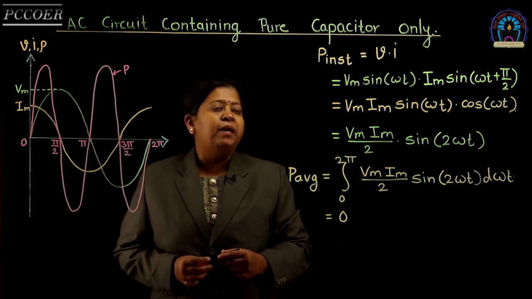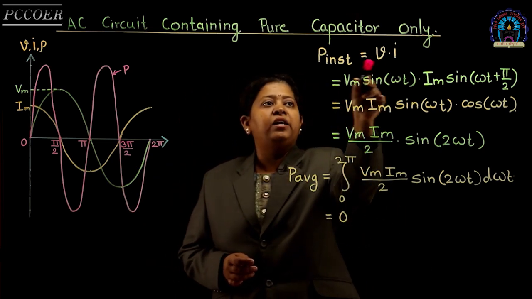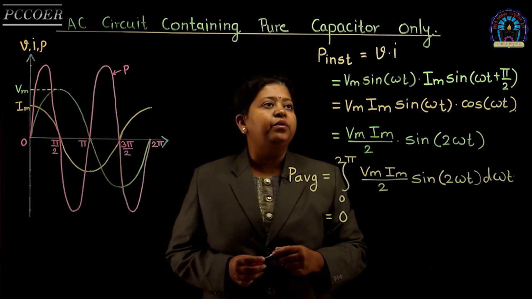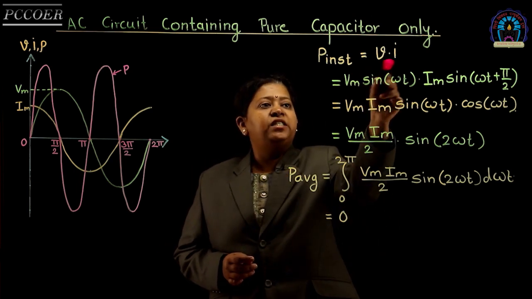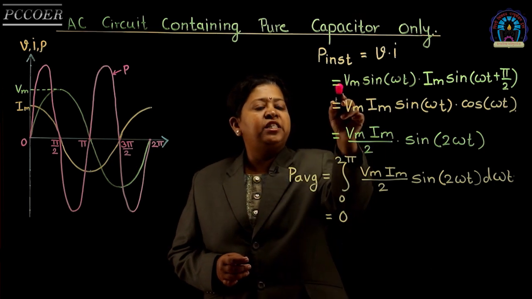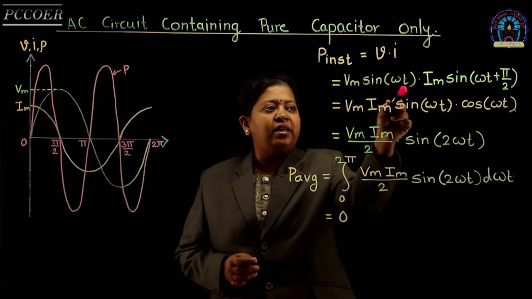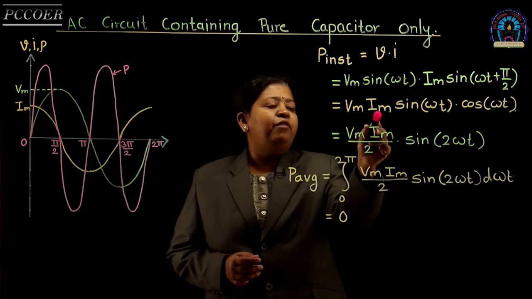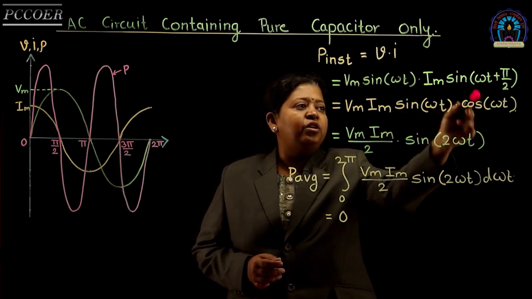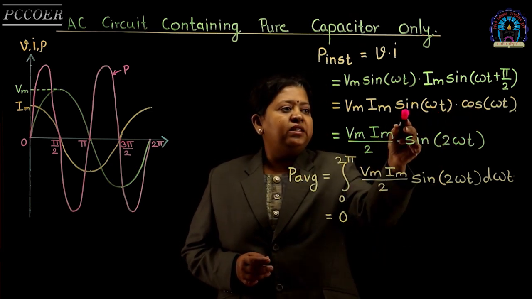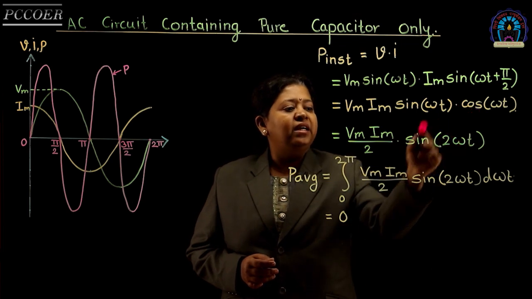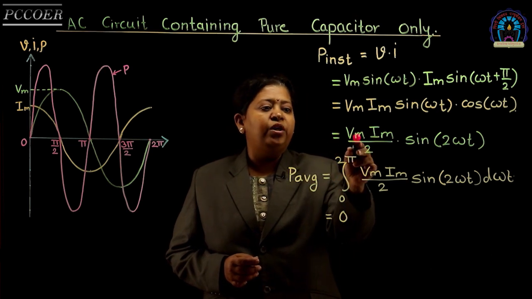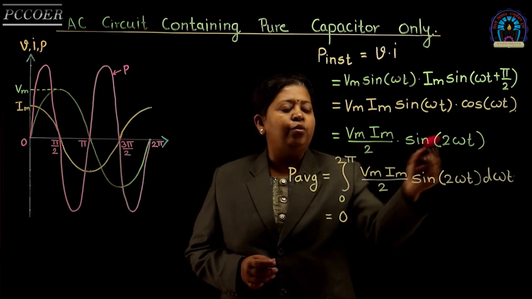Now mathematically we can write instantaneous power equal to the product of instantaneous voltage and instantaneous current. Let us substitute the expressions for instantaneous voltage and current in this. We will get instantaneous power equal to Vm sin omega t multiplied by Im sin of omega t plus pi by 2. This is equal to Vm Im sin omega t cos omega t. This product sin omega t into cos omega t can be written as sin 2 omega t divided by 2. So instantaneous power is equal to Vm Im upon 2 into sin 2 omega t.